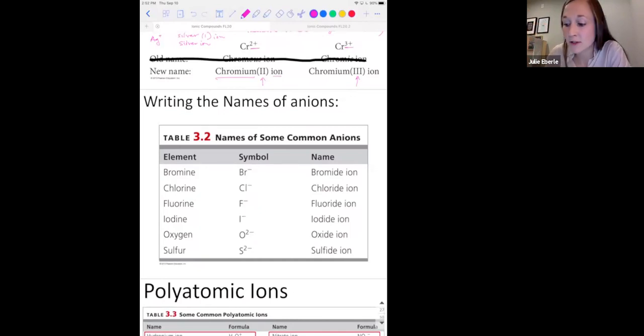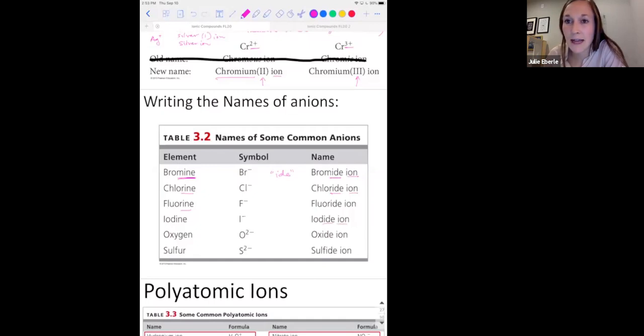So some examples that you see here with our halogens, you take the end of the element name, and you change it to IDE. So we make it IDE. For our halogens, I think all of them end in INE, and you change it to IDE. So bromine, when it's an anion, becomes bromide, and then you add the word ion, bromide ion. The chloride ion, iodide ion.